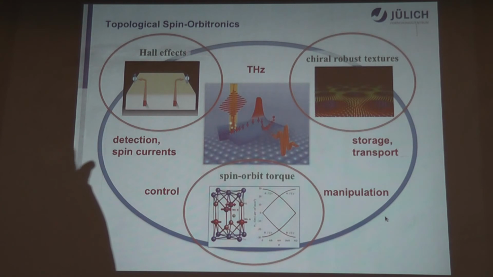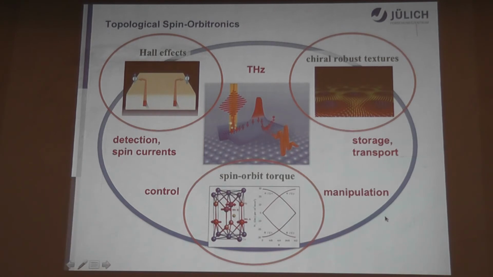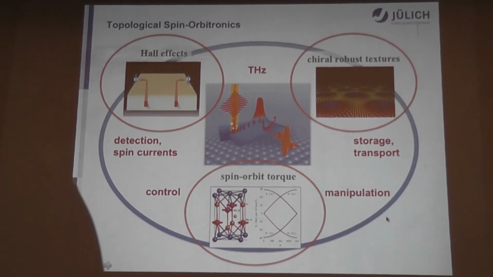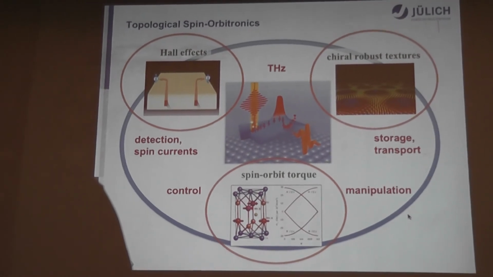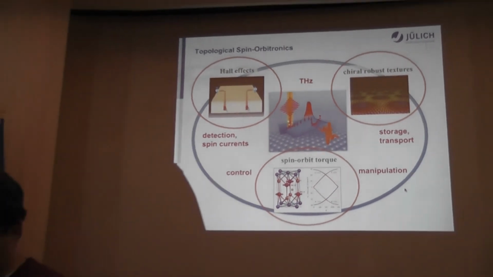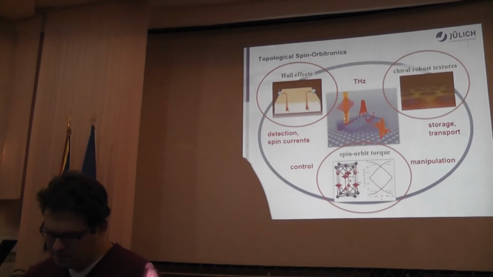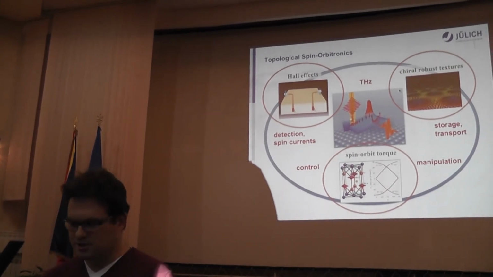Now, the last slide is where I basically try to convince you in a short talk that the field of topological spin orbitronics, which is based on Hall effects, chiral robust textures such as skyrmions, and the effect of various torques, in particular spin orbit torque, is an exciting emerging field in technology and also in magnetism, which has recently been combined with the vision of terahertz applications.